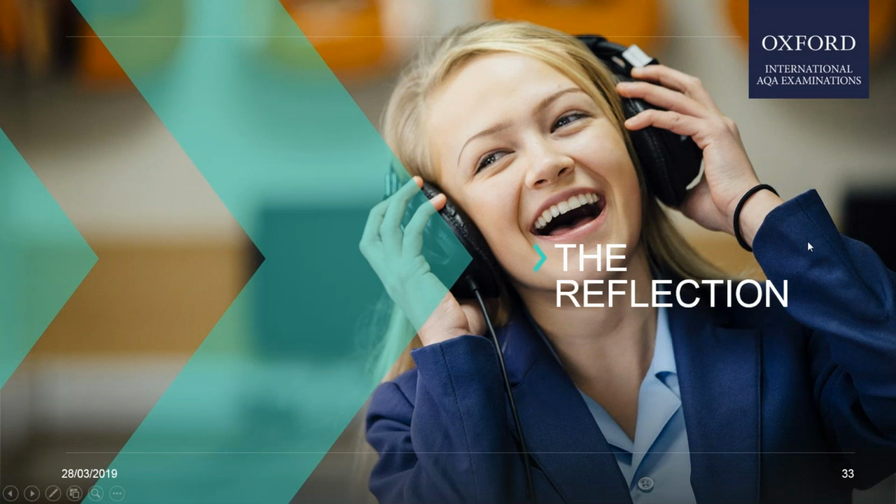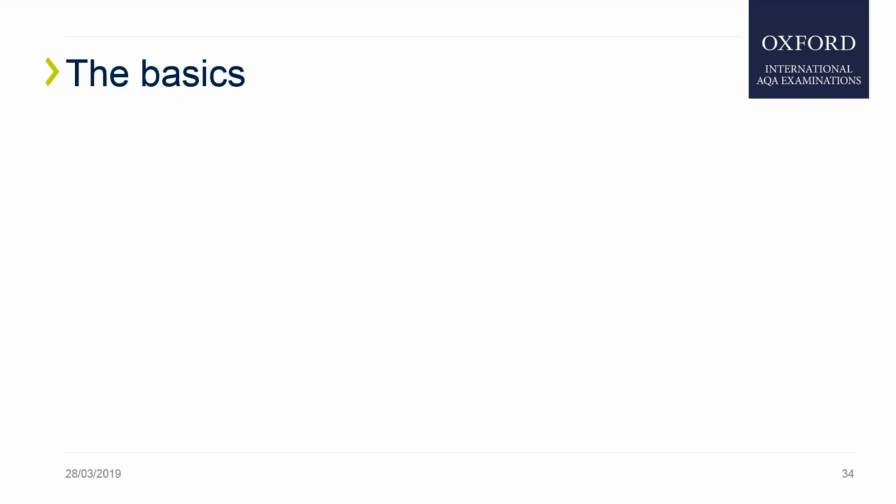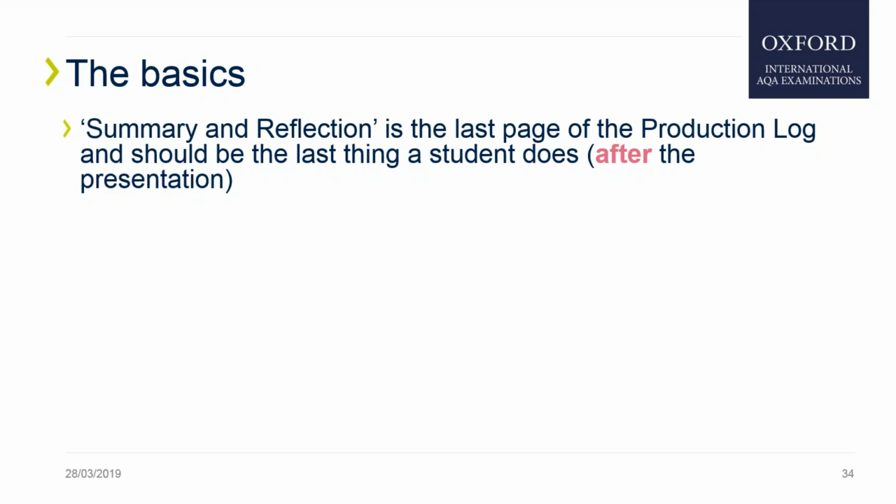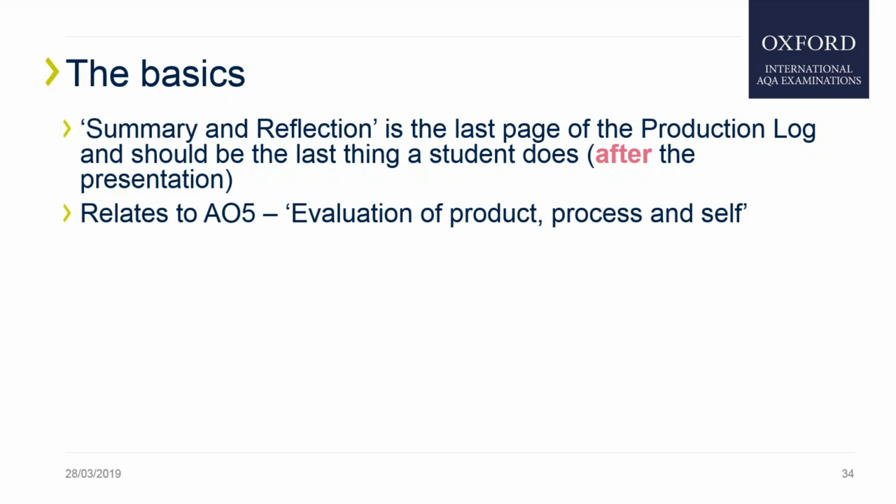We've looked at the presentation. Now we're going to look at the reflection. So this section is a bit shorter, you'll be pleased to hear, than the previous one. As I said before, I'm specifically talking about that last page in the production log, which is called the summary and reflection page, and it's completed by the student. It should be the last thing that a student does, and it should be done after the presentation. I think it might even say at the top of the page that that's the case, but it should be the last thing that students do before they submit their IPQ to their supervisor.